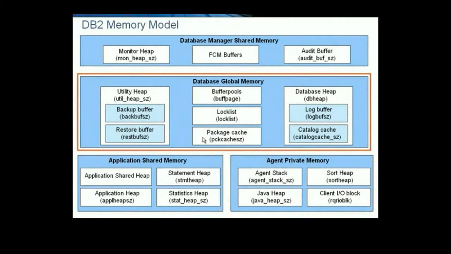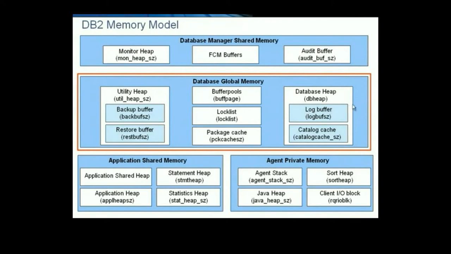Then we have the package cache, which is used to cache the access plan for a given SQL statement. The access plan is a strategy that DB2 uses to access your data. So DB2 will calculate that information, and then it will store or cache this information in the package cache. If the access plan is cached, then the next time the same SQL statement is executed, DB2 will not need to recompute the access plan because it's already in the cache. This will only apply to dynamic SQL.